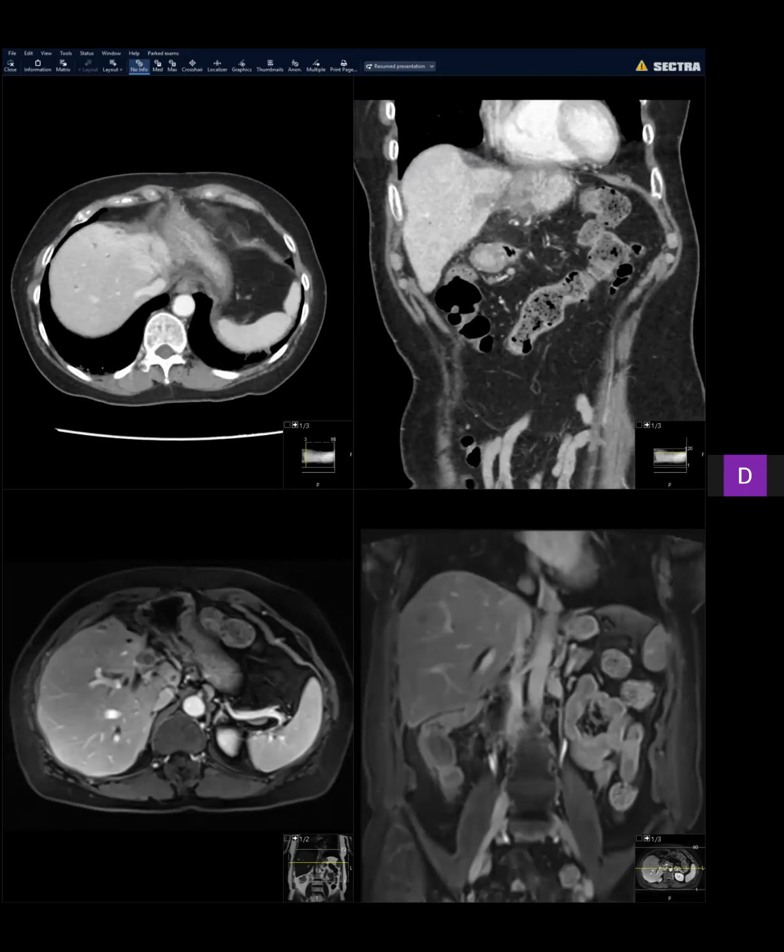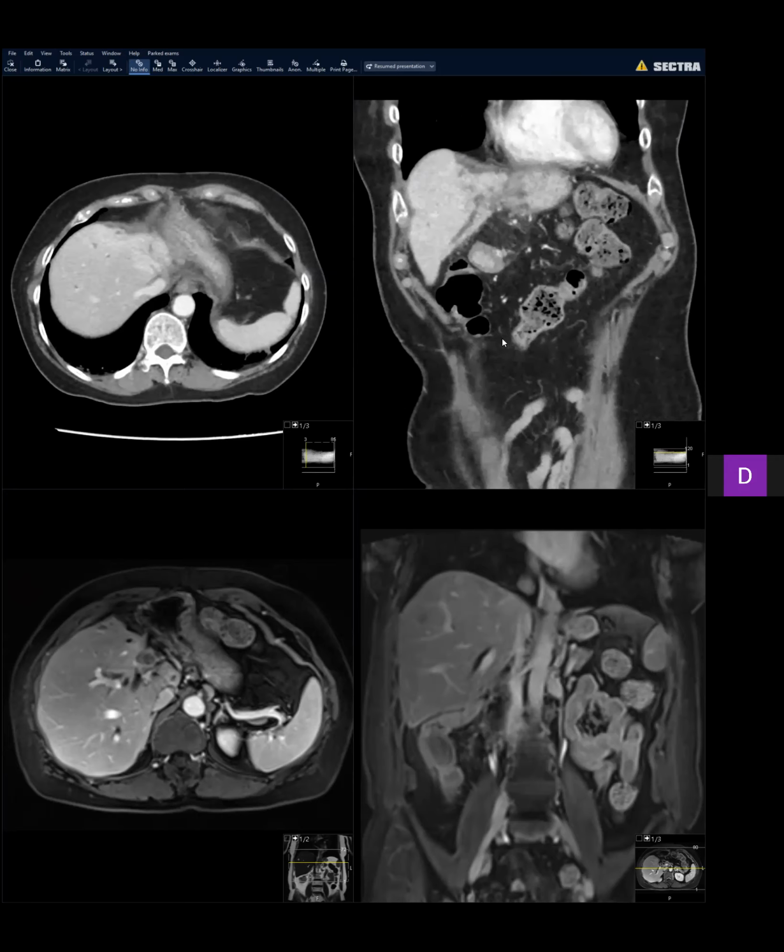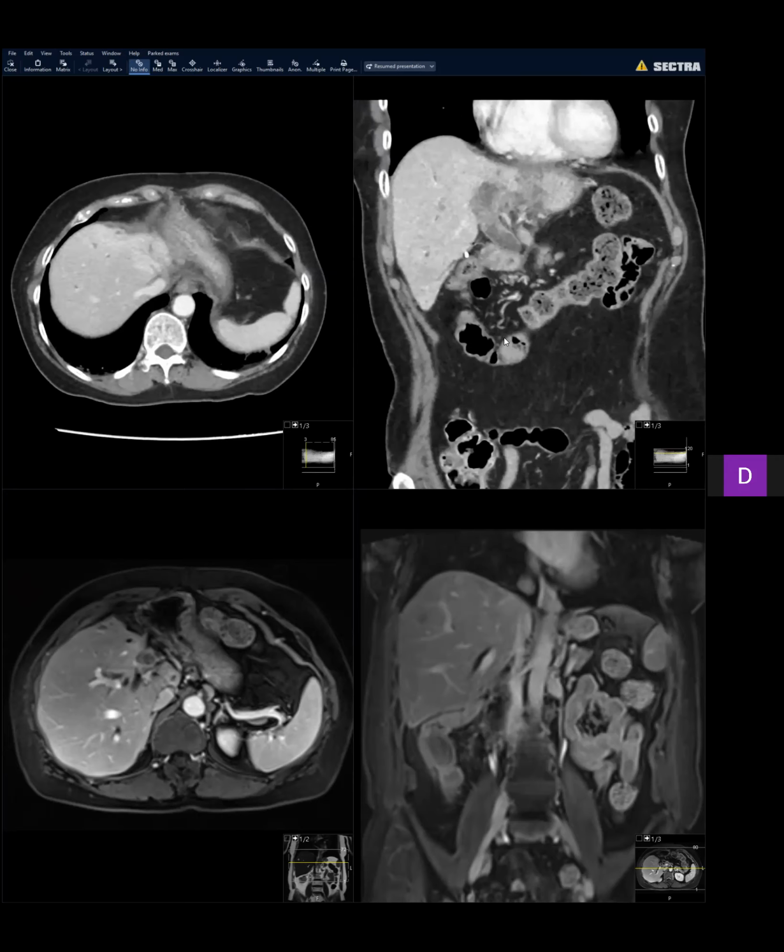Any thoughts? Do I need to scroll more? One sec, I'm trying to get my chat window here. Don't see it. I'll tell you what the chats say, but okay, can you scroll some more? So from front to back on the coronal images.